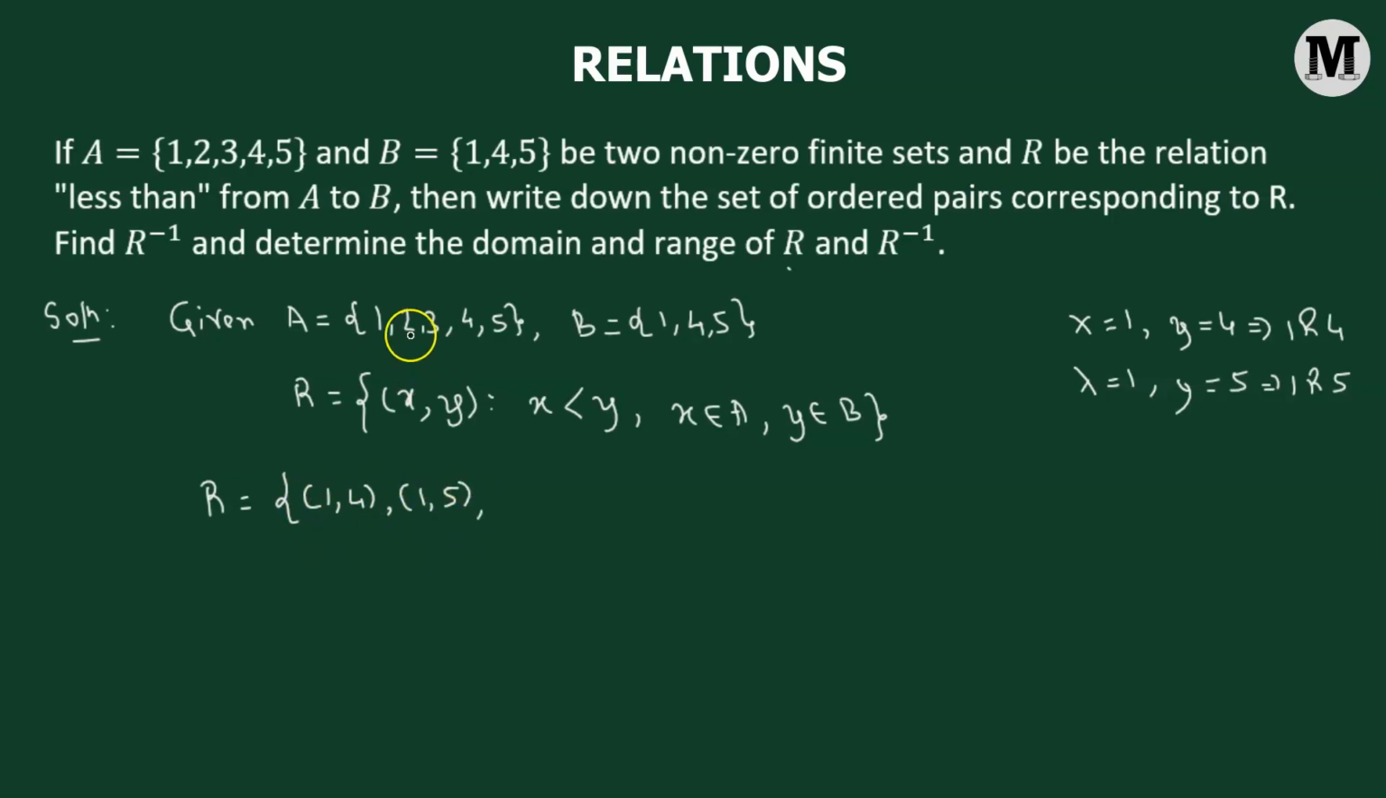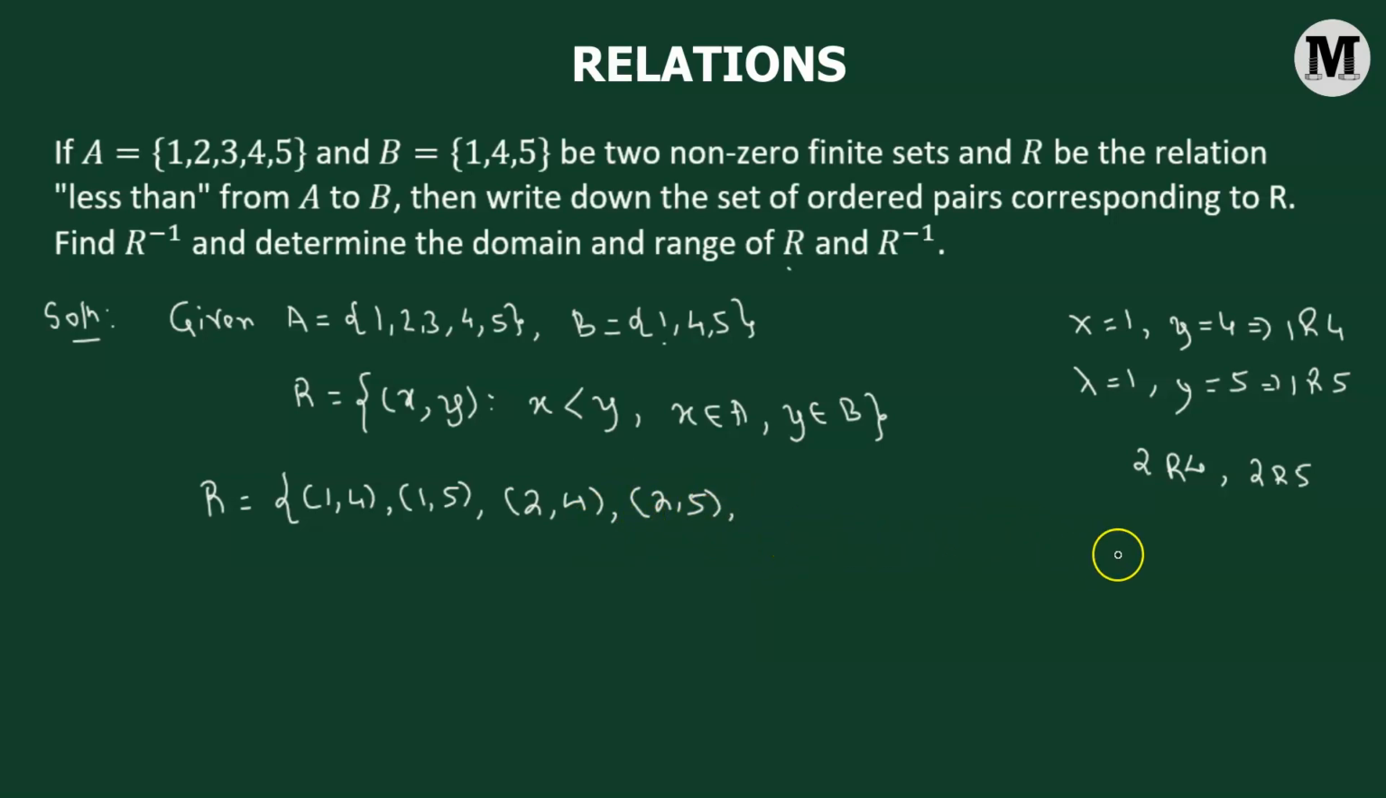Okay, next we'll pick the element 2 from set A. If we pick 2 from set A, we have to pick elements from set B such that the element is greater than 2. So we cannot pick 1. Here we can pick 4, so 2R4 is going to be a relation. We can also have 2R5 because 5 and 4 are both greater than 2. So 2R4 corresponds to the ordered pair (2, 4), and 2R5 corresponds to the ordered pair (2, 5).